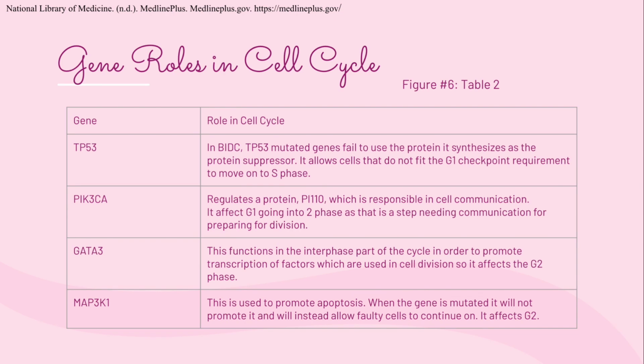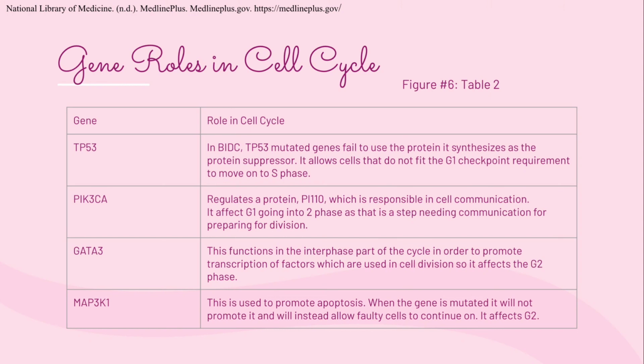The next one is the GATA3 gene, and this one functions in the interphase part of the cell cycle. It really promotes transcription factors being transcribed and performing their duty, and they're found around the G2 phase, even though they can be found anywhere in interphase like G1 or G2, but specifically G2 is probably where it's closer.